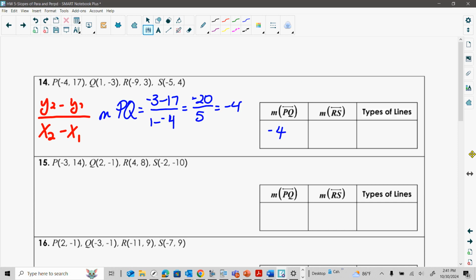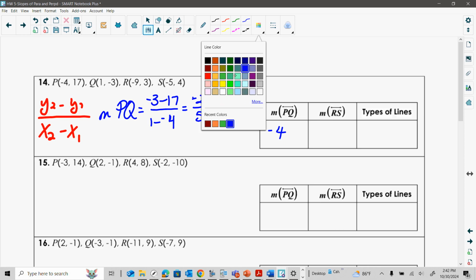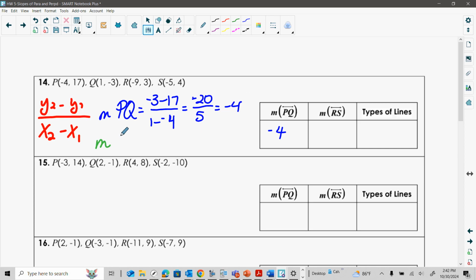All right, so we use this formula to find the slope of PQ. I went ahead and checked to see if you got to this. And then we're doing the same thing, same formula, for the slope of RS. When I set that up, that should be 4 minus 3 on the top, and then -5 minus -9. This gets simplified as 1 over 4.